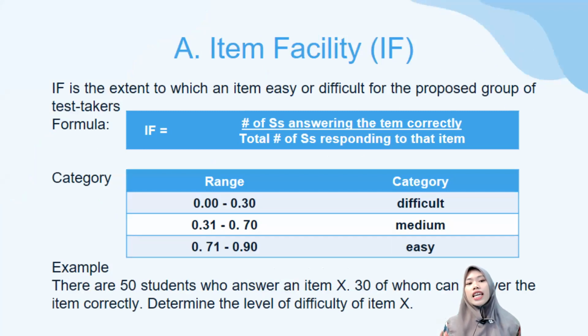And then next, A, item facility. Item facility is the extent to which an item is easy or difficult for the proposed group of test takers. This is the formula. The categories are difficult, medium, and easy. For example, there are 50 students who answer an item X, 30 of whom answer the item correctly. Determine the level of difficulty of item X.